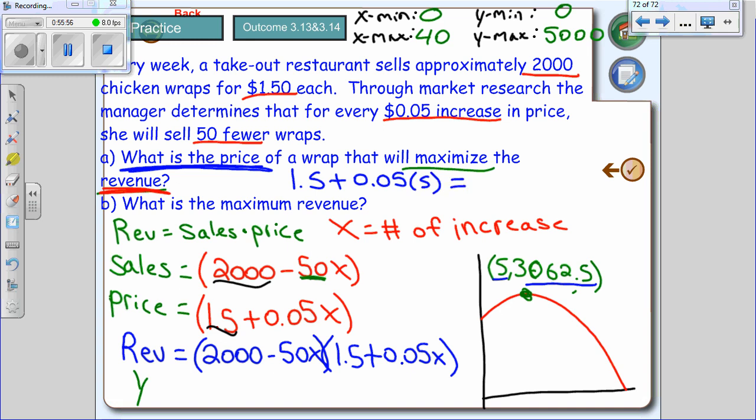What would my sales be that would give me a maximum revenue? That would be my revenue. Sales would be 2,000 minus 50 times 5. So it would be 2,000 minus 250. So it would be 1,750. But right, you could ask so many questions on this. You have to be able to answer the question based off of this math.